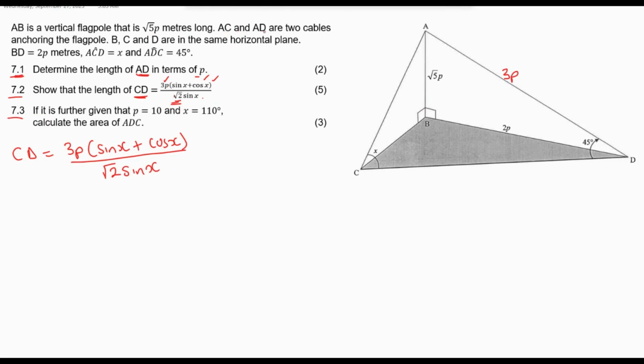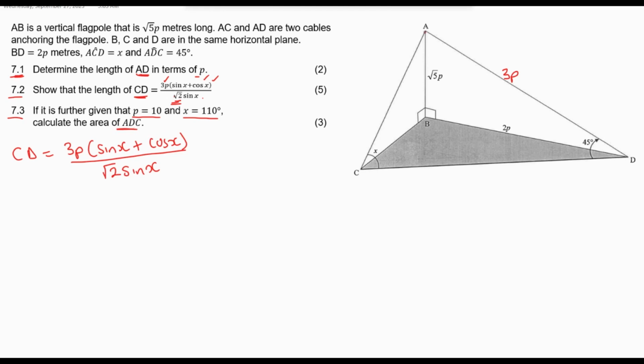Then AC and AD are two cables anchoring the flagpole. Then B, C, and D are in the same horizontal plane. BD is 2p meters, and then angle ACD is equal to x, and angle ADC is equal to 45 degrees. Now it says it is further given that p is 10 and x is 110 degrees. Calculate the area of triangle ADC.